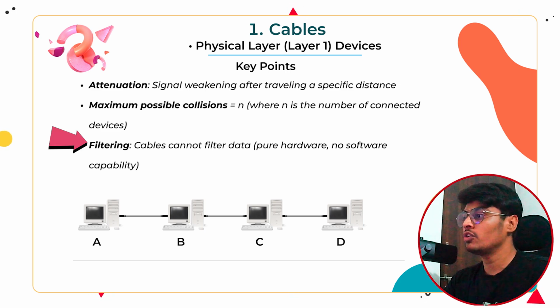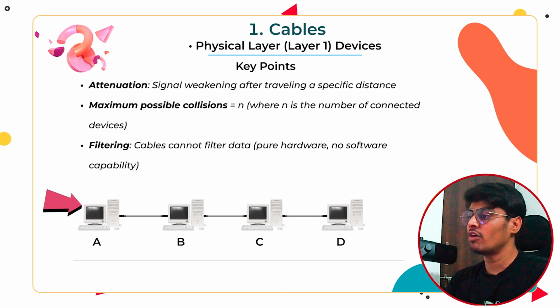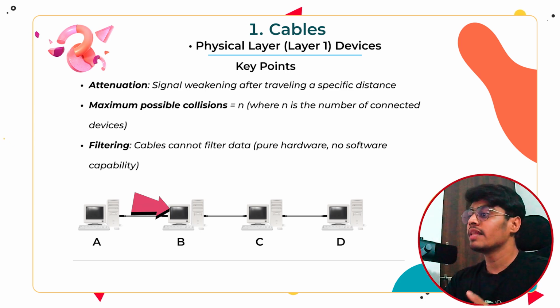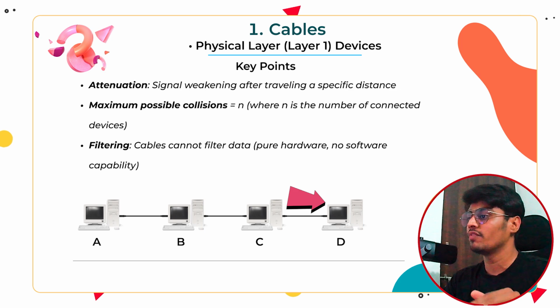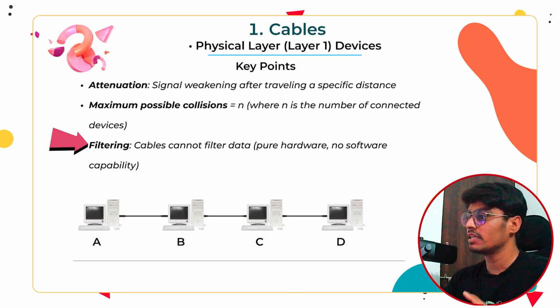Now moving forward to filtering. What is filtering? It means a cable cannot filter data, because a cable is pure hardware, it cannot filter data or signal. If A wants to send a message to B, then the signal is sent all over the cable, and the C and D ports will receive that signal also. So the cable does not have the functionality to stop that signal. So this is filtering, cables cannot filter the data.